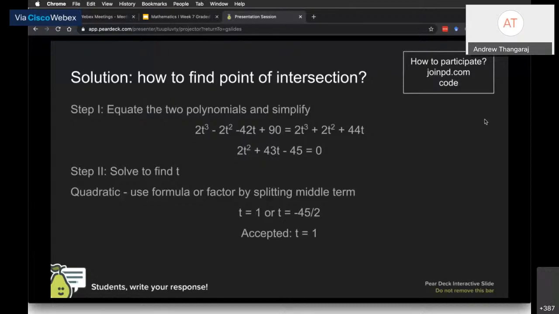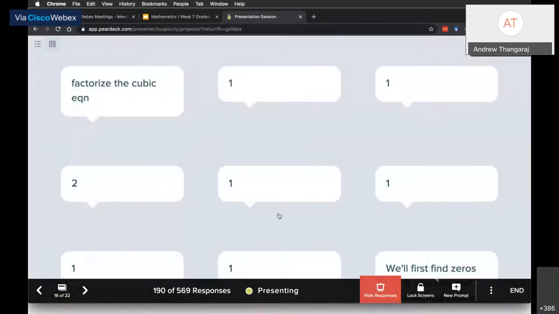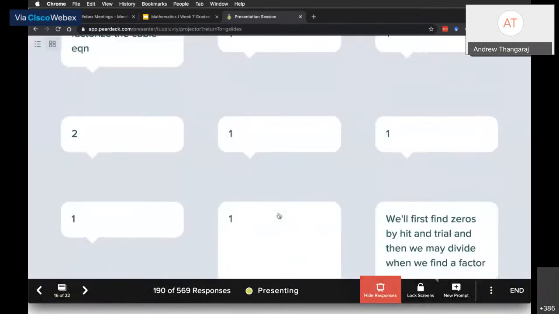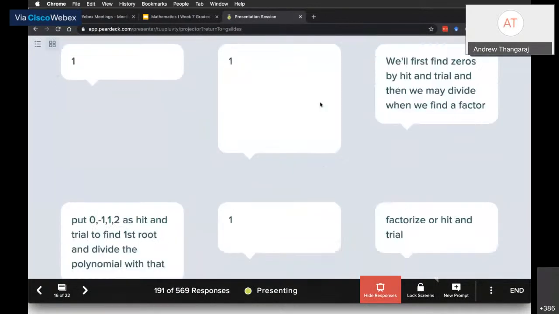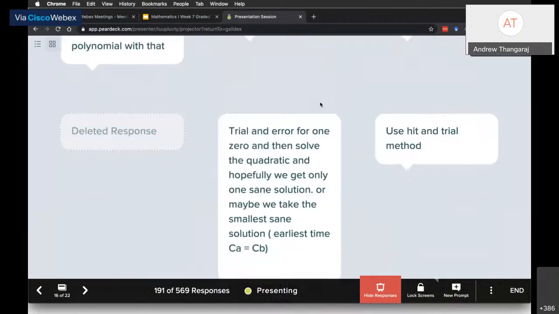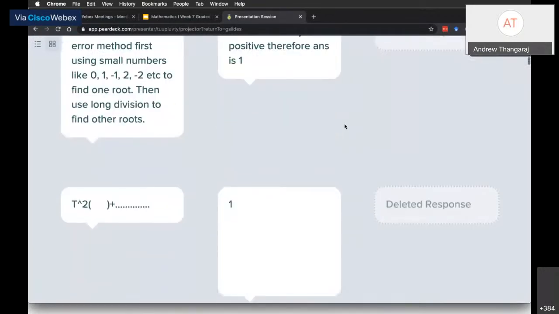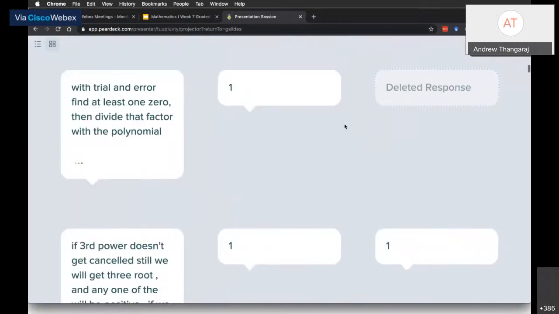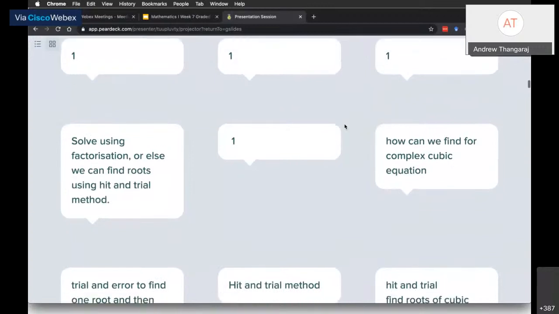Okay, all right. So it's not too many questions. Let's see what people have responded to. Factorize the cubic equation. We'll first find zeros by trial and error, and then we may divide. Yeah, exactly. So no need to worry about cubic equations, right? Cubic equations are easy to solve. Of course, in an exam, you'll have to try one of the methods we discussed earlier to try and factor.